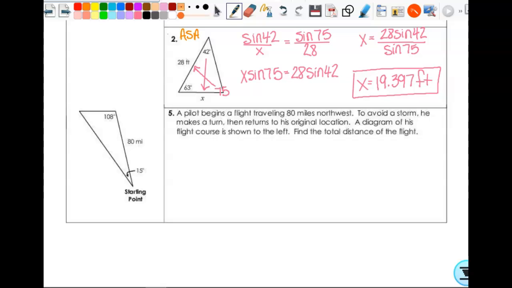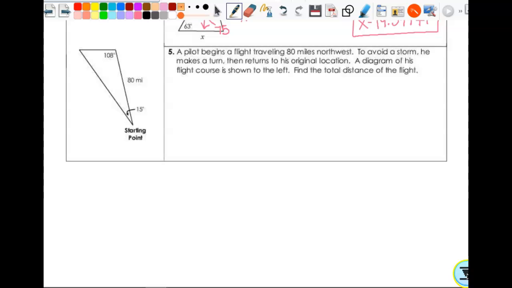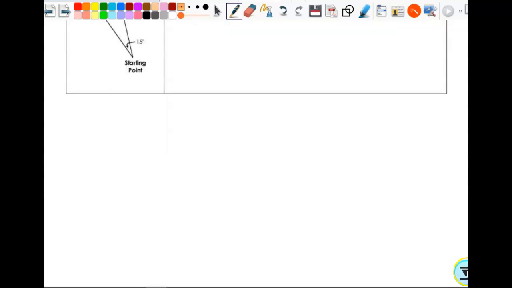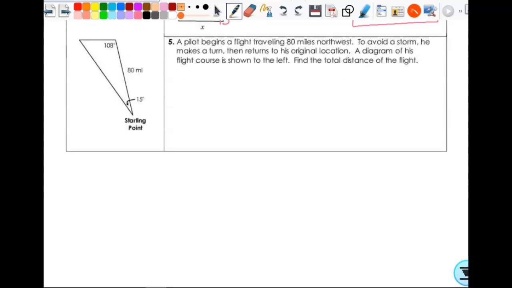It says a pilot begins a flight traveling 80 miles northwest to avoid the storm. So here he is, starts here, 80 miles northwest. He makes a turn, then he returns to his original location. A diagram of his flight course is shown to the left. Find the total distance of the flight. All right, so we want the total distance of the flight.